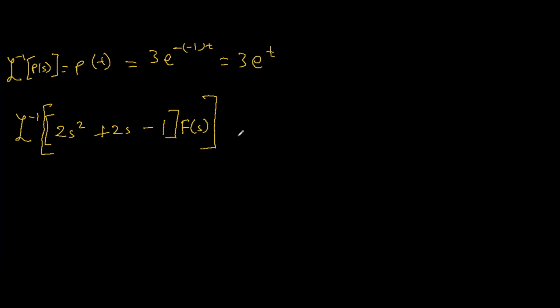Now, effectively, this is the same thing as 2s squared f of s plus 2s f of s minus f of s. And I have to find the inverse Laplace transform of that, this entire thing. Okay, so remember, this is a summation of various things. Since this is a summation of various things, each one of them can be dealt with on its own.